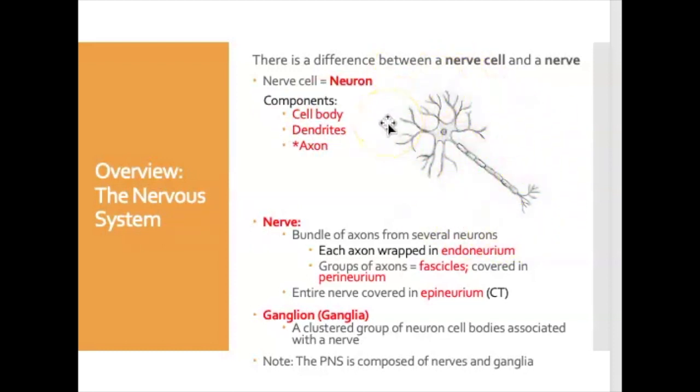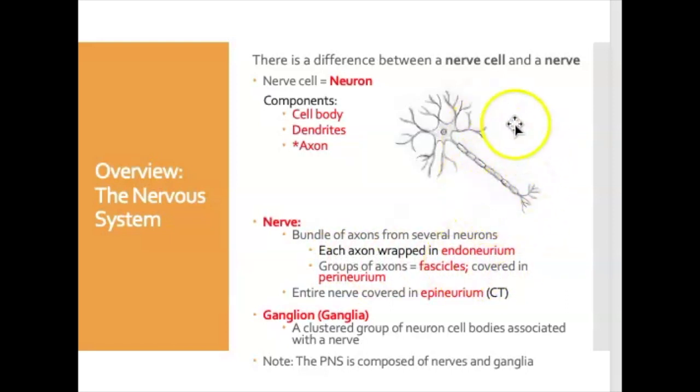Nerves are actually made out of bundles of axons. So if you took several different neurons and you brought them together, all of the axons combined would make up a nerve. Each of the axons in that bundle would be separated from the other axons with a layer of connective tissue called an endoneurium.